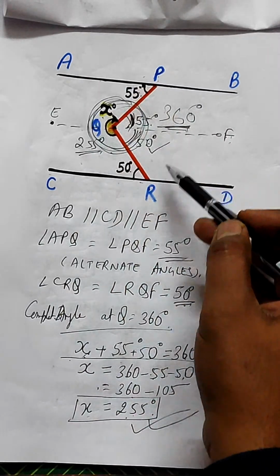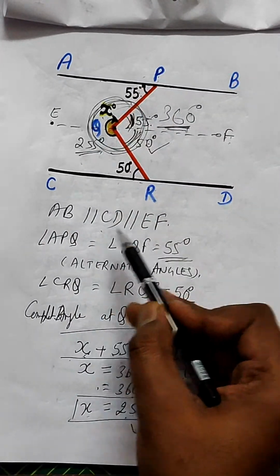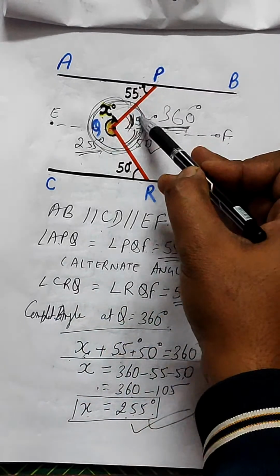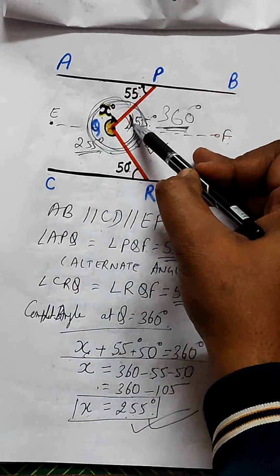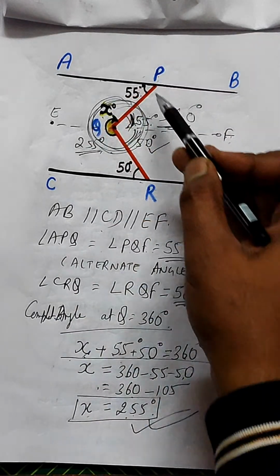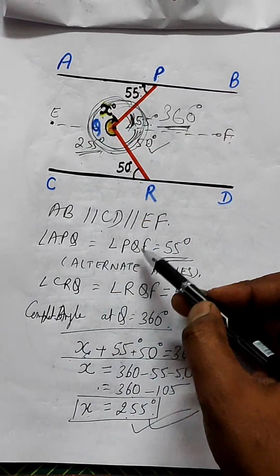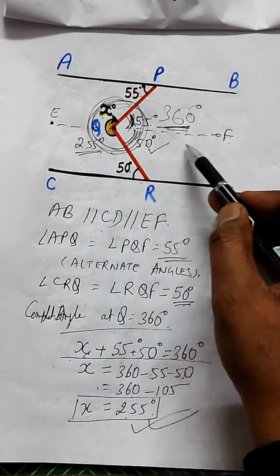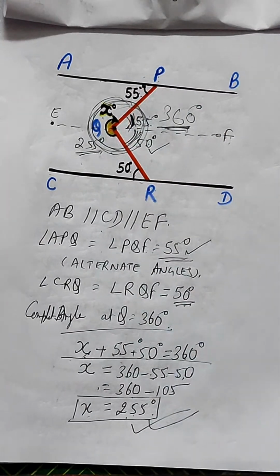Since AB is parallel to CD, which is parallel to EF, we can say that angle APQ is equal to angle PQF, because it's an alternate angle and PQ is the transversal cutting AB and EF at equal angles, right? So by using the alternate angle concept, we can say angle PQF is 55 degrees.